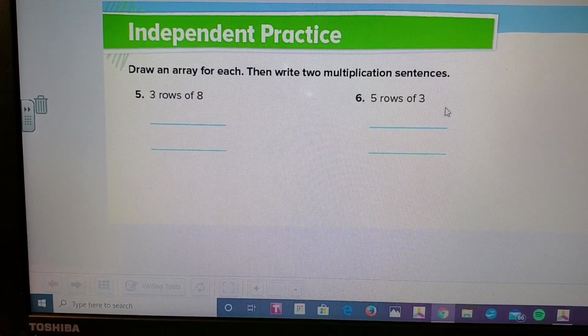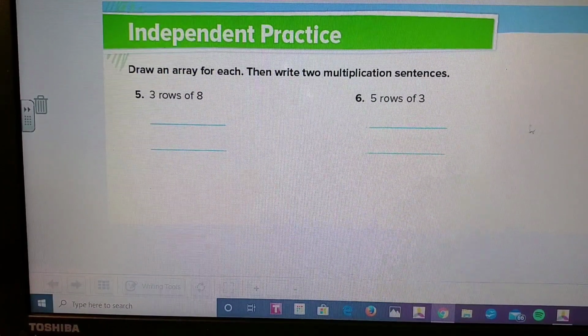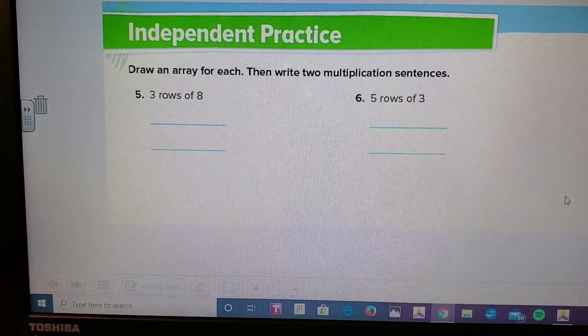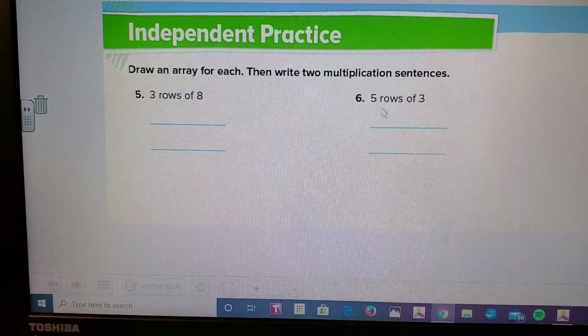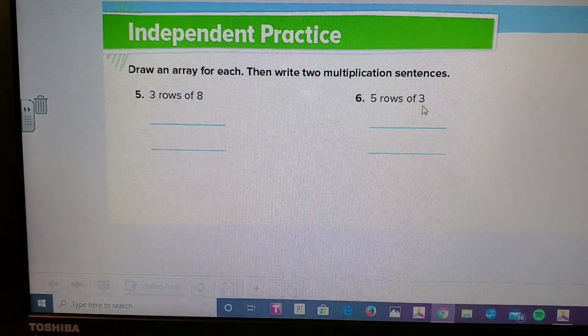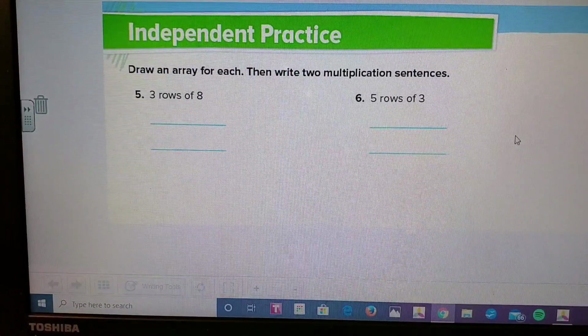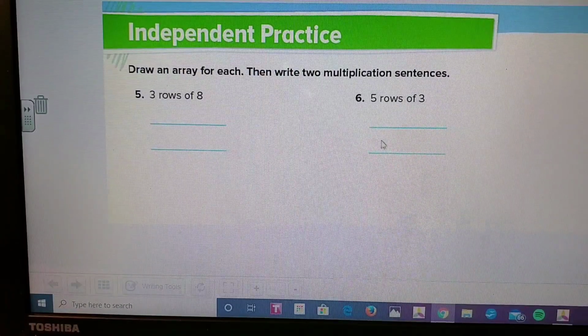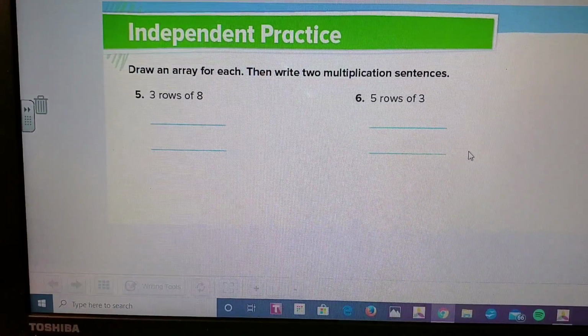Here you'll draw 5 rows of 3. So 1 row of 3, 2 rows of 3, 3 rows of 3, 4 rows of 3, 5 rows of 3. And you'll write 5 times 3 equals blank. And you'll switch the factors. 3 times 5 equals. And here are your answers.